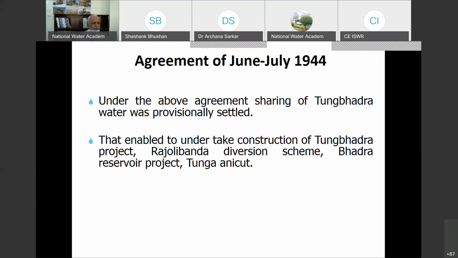And this agreement enabled the undertaking of construction of the Tungabhadra project, Rajolibanda diversion scheme, Tunga Anicut project, providing irrigation facilities to the Madras province, Mysore, and state of Hyderabad.